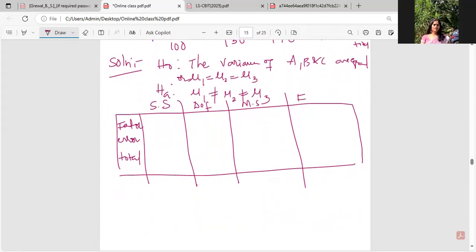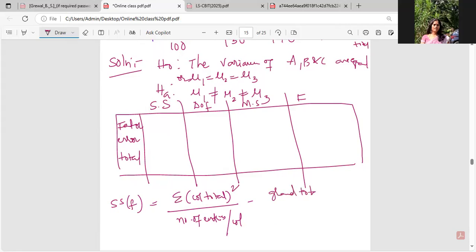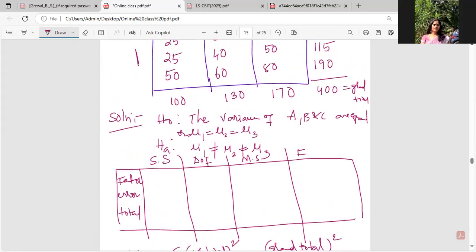Coming to how will I find SS factor, SS error and all. SS factor would be column total, column total whole squared, by number of entries per column, minus grand total whole squared by total sample size. I'll just show you what are all the things over here.